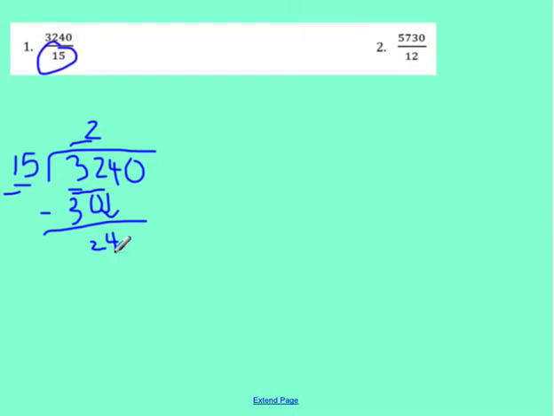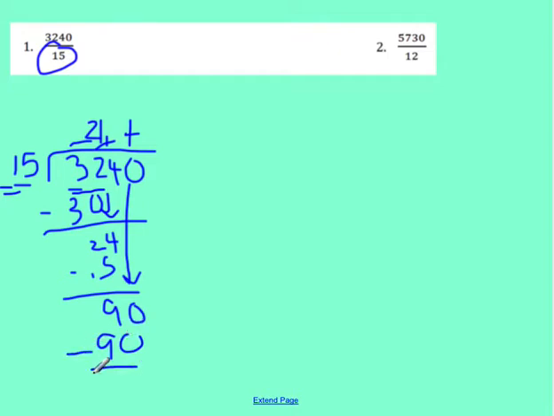So then I'm asking myself, how many times does 15 fit into 24? And that's just once. So 15 times 1 is going to give me 15. And then I subtract those off, and I'm left with 9. And then I want to bring down that 0. Notice I'm just bringing down one number at a time. And I want to figure out how many times 15 goes into 90. And that's going to be 4 times. 15 times 4 is 90. So I subtract, and I get a remainder of 0. So that just means that my answer is 214, and it divides evenly.